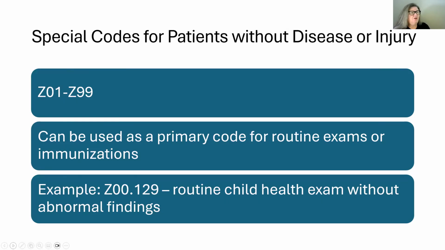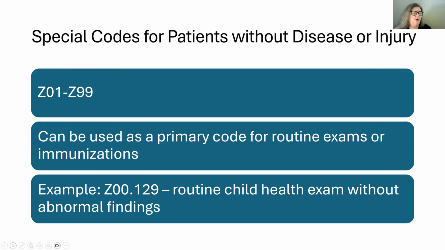All right, special codes for patients without disease or injury. So think about that for a minute, right? You'll have patients that come in that aren't necessarily sick. They're coming in for a checkup or their yearly well visit or something like that. We still have to have a diagnosis code. And if there's nothing, quote unquote, wrong with them, there's really nothing to find, right? So there are special codes for this, and they are called Z codes, okay? Z01 through Z99 are the beginning of the codes.